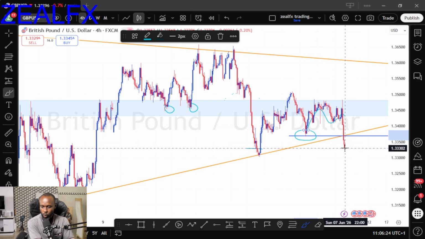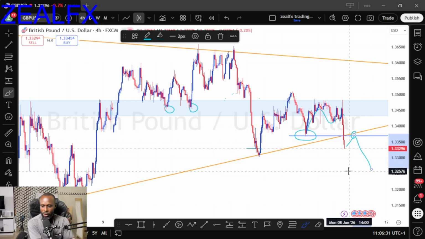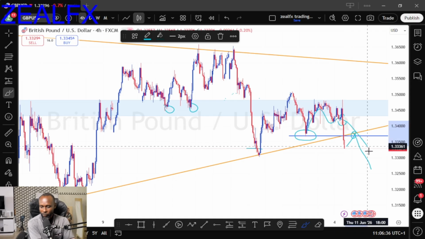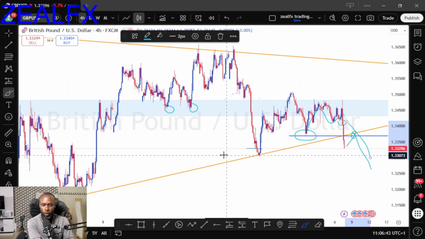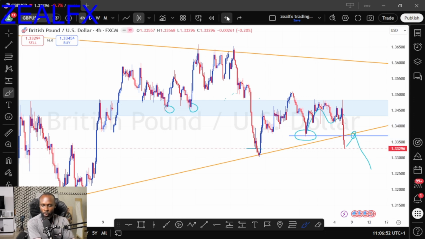So all we need to do now, we expect price to retest back to this level. Then we'll start looking for possible selling opportunity for the Pound to the downside. Price might also retest this area before we look for the selling opportunity. But we can't just use this 4-hour time frame to determine the clear direction of this week's movement for the Pound USD. So let's also look at the daily time frame to get more clues on the trend.